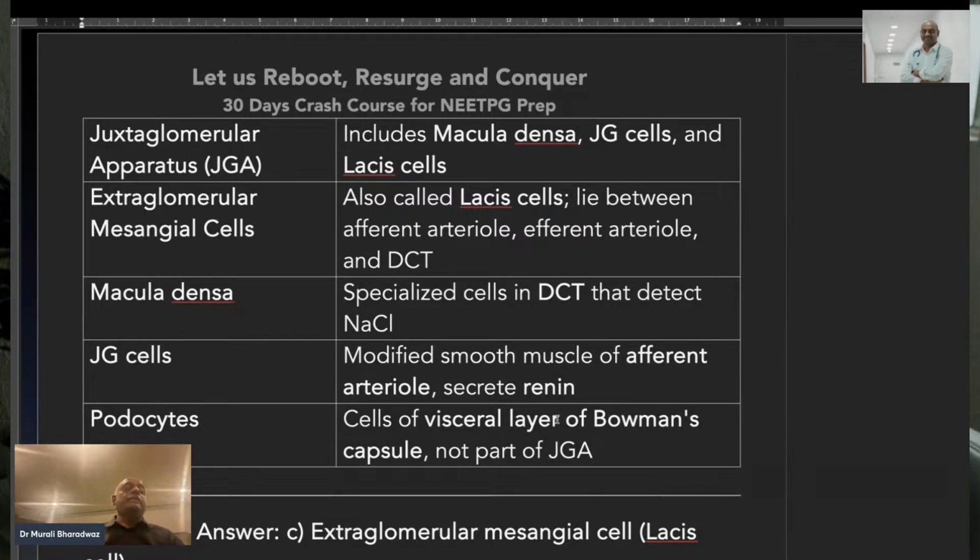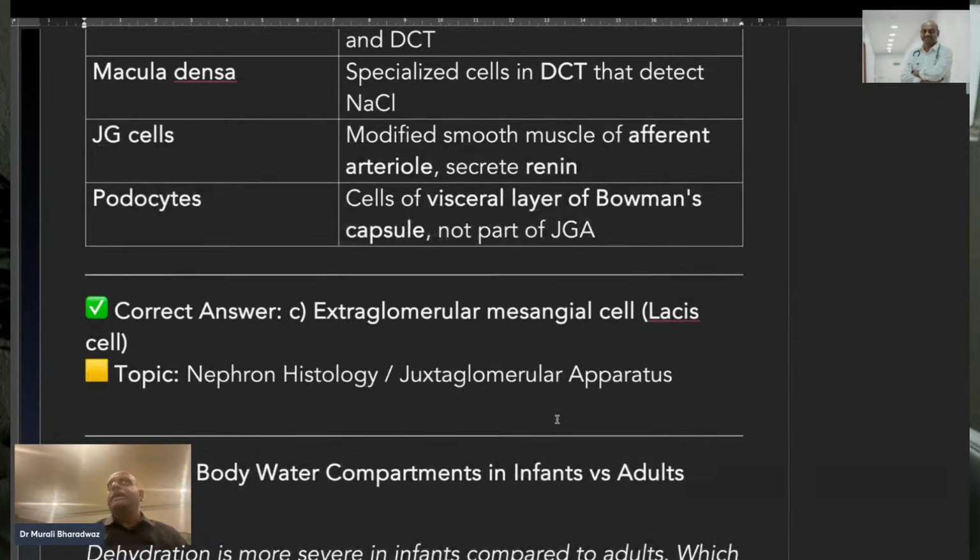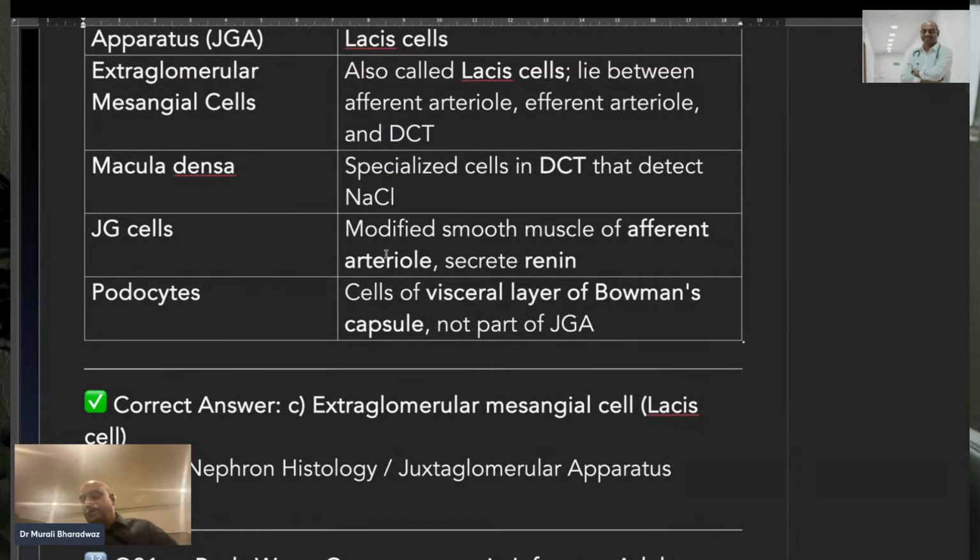But macula densa are fundamentally the specialized cells of the distal convoluted tubule. So what does the macula densa do? When the glomerular filtrate enters the tubule, it senses the NaCl levels in the tubular fluid. Suppose the NaCl levels are low, then it will release renin, angiotensin, aldosterone, that will go and retain the sodium ions.